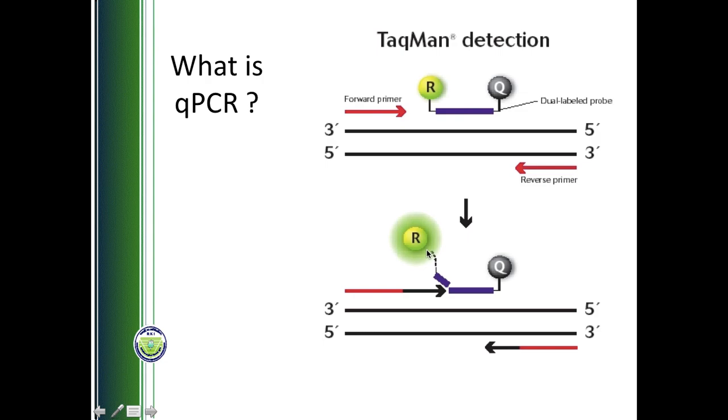So you will have the signal from the dye when the probe is broken, when the enzyme performs synthesis. So the more the synthesis, the more the liberated dye, the higher the signal.